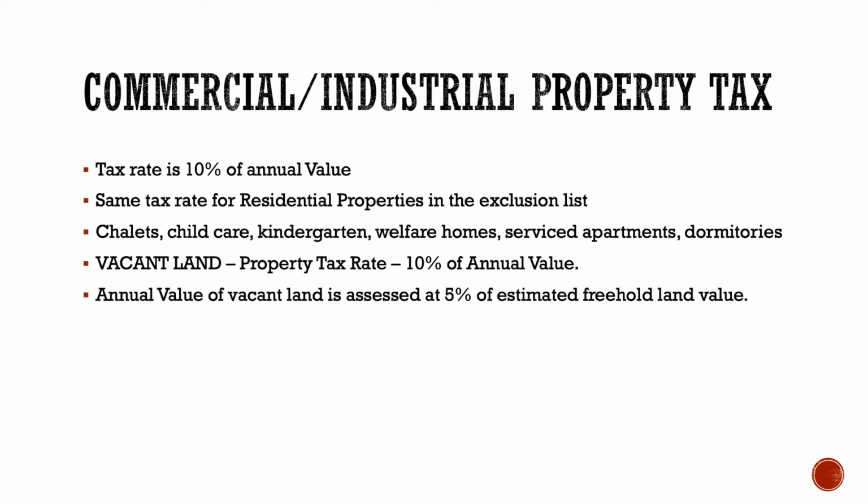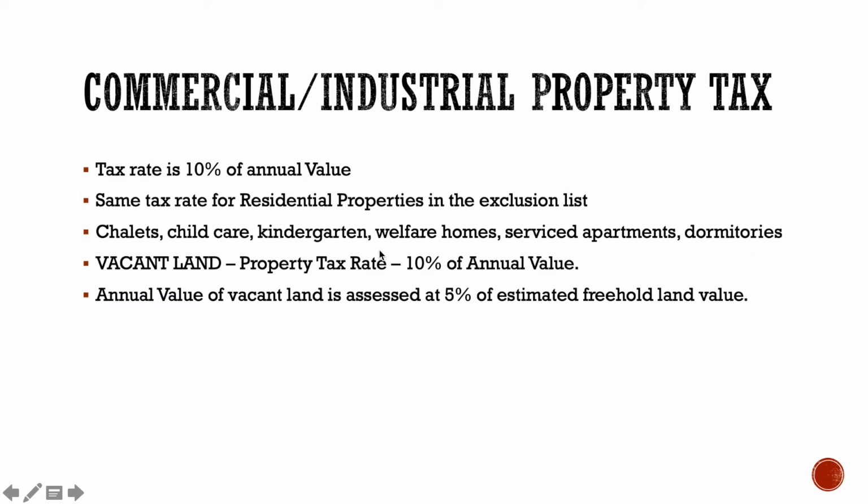Let us start with commercial and industrial property tax. This is rather easy to calculate. The property tax rate for commercial and industrial property tax is always 10% of its annual value. It is also the same tax rate for residential properties in the exclusion list. Now, what is this? There are residential properties that are excluded from the owner-occupied residential tax rates, and this would include places like chalets, childcare centers, kindergartens, welfare homes, service apartments, and dormitories.